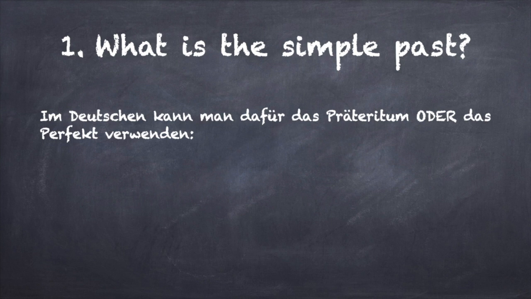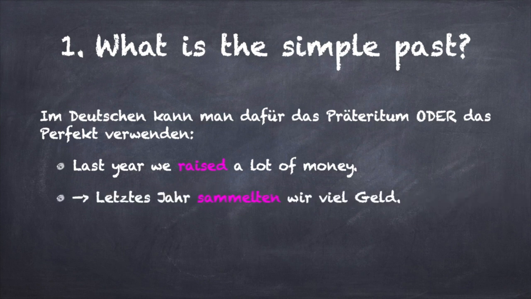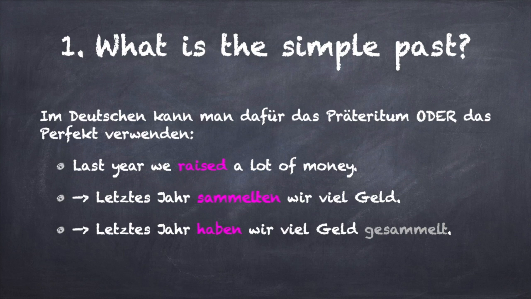For example, last year we raised a lot of money can be translated as letztes Jahr sammelten wir viel Geld or letztes Jahr haben wir viel Geld gesammelt. Both are okay, both are correct.